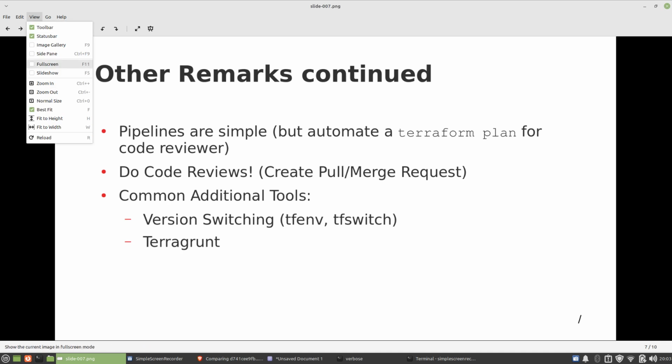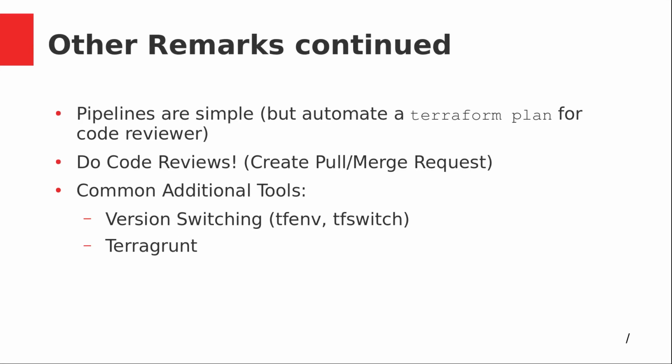So, do code reviews. There are some additional tools as well. For version switching, these two tools are the most common: tfenv and tfswitch. There are others, but have a look. In reality, different pieces of infra will be managed with different Terraform versions, and you don't want to accidentally use the wrong one. If you use these tools, it should recognize it, or you may need to do some small configuration to recognize it and not use the wrong one.